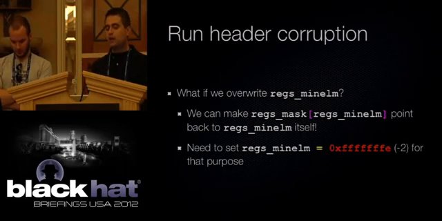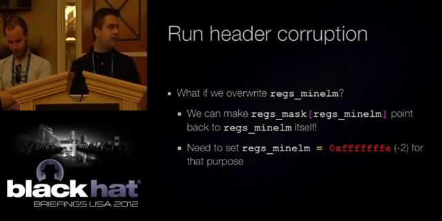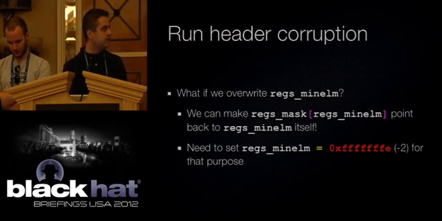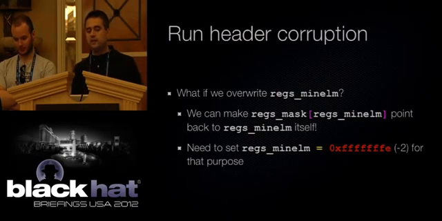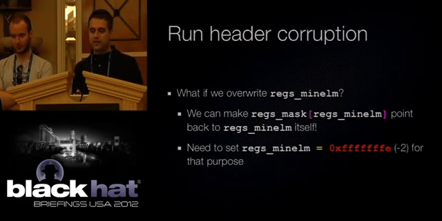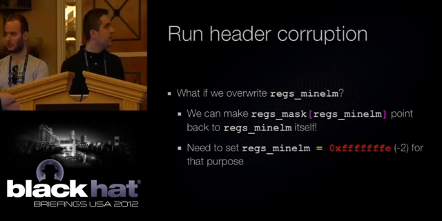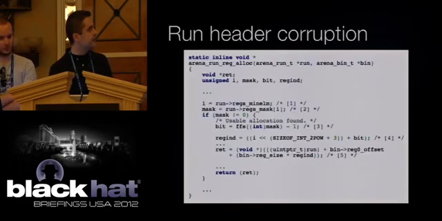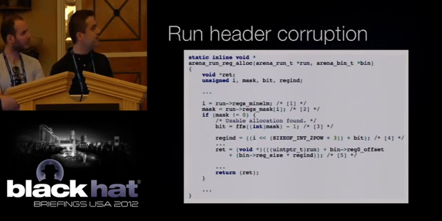So by overriding with a specific value, the -2 value, which is this in hex, we are able to make the bit mask point back to the rex-min-elm element itself. So that's the code of jemalloc that is responsible for making allocations. As you can see here, since we control this rex-min-elm element, we also control I, and since we control I, we also control mask.